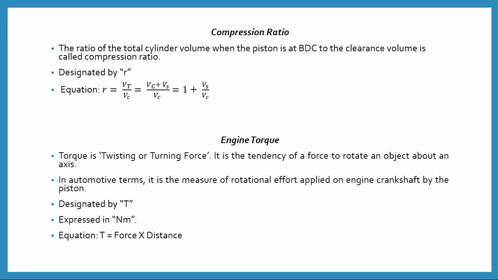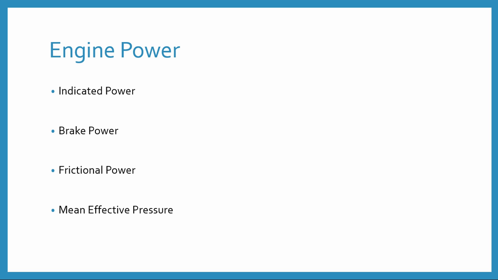Now coming to the next portion, which is also connected to engine performance: the engine power. There are three types of engine power available: indicated power, brake power, and frictional power. Besides these, another important parameter required to find the engine power is the mean effective pressure. So students, let's start with the indicated power.